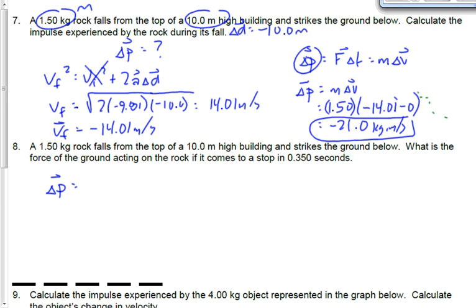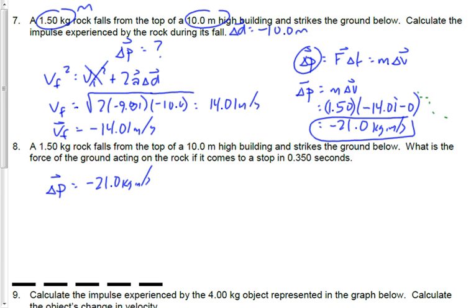Okay, Katie says we use the one from number 7. So it would be negative 21.0 kilograms meters per second. Is that right, guys? Who says yes, that's correct? Who says no, that's incorrect? Well, it's real close, but not perfect.